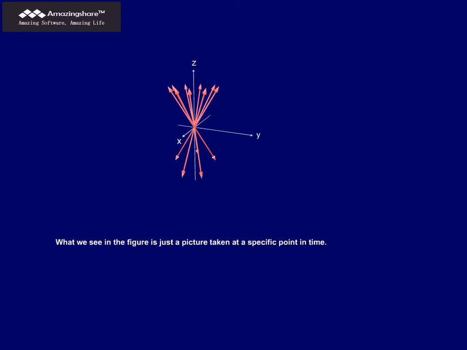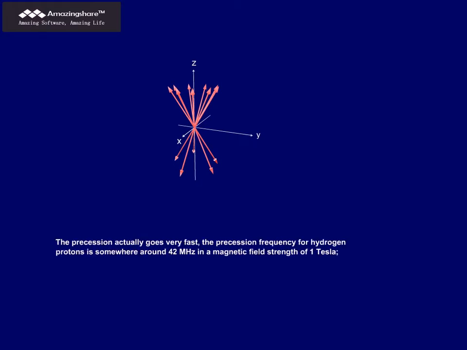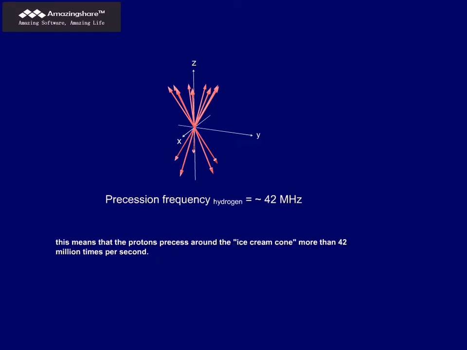What we see in the figure is just a picture taken at a specific point in time. A picture taken just a little later shows the protons in different positions because they precess. The precession actually goes very fast. The precession frequency for hydrogen protons is somewhere around 42 MHz in a magnetic field strength of 1 Tesla. This means that the protons precess around the ice cream cone more than 42 million times per second.